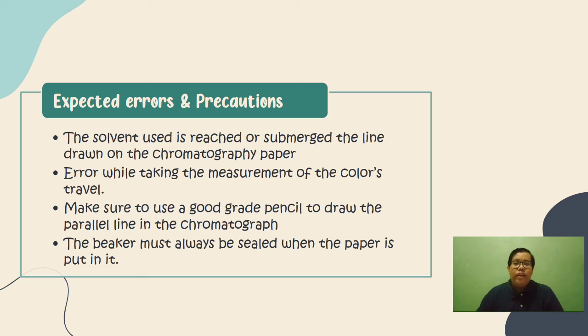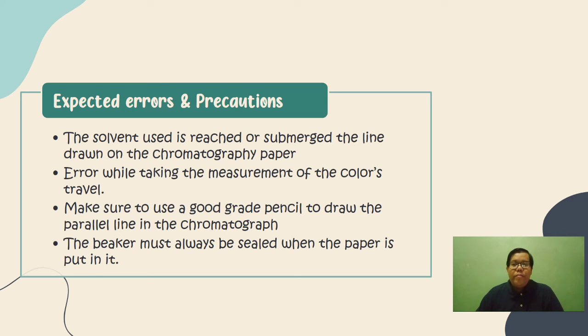In order to avoid this error, we need to estimate the length of the paper by putting the paper outside the beaker first and observing whether it reaches the solvent or not. If the paper is expected to reach the solvent, we need to fold the paper on the stick one more time until the line drawn cannot reach the solvent.